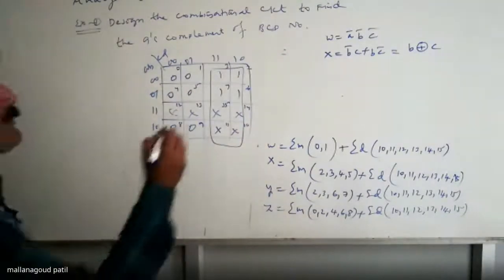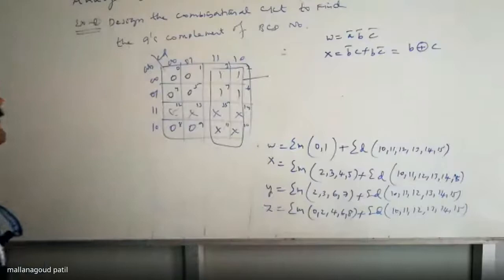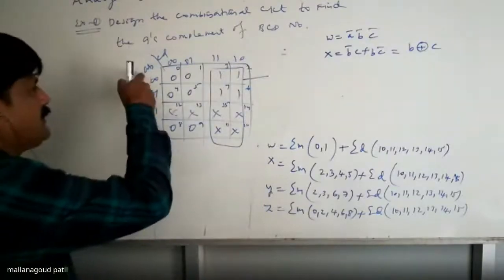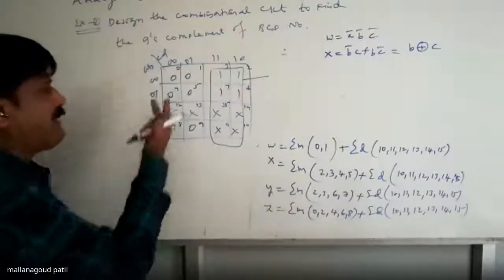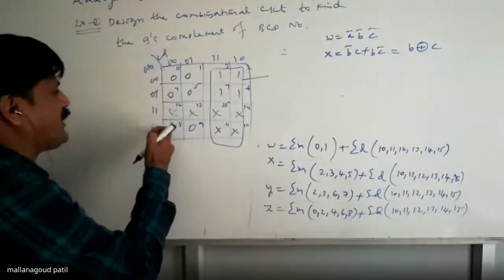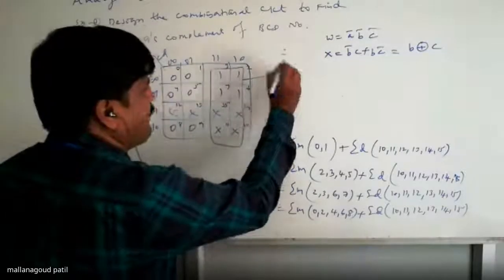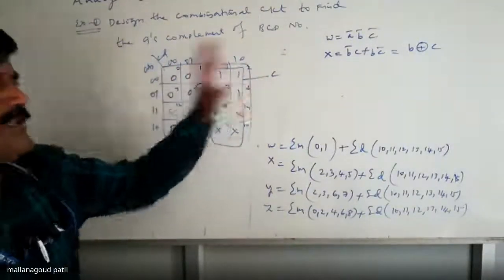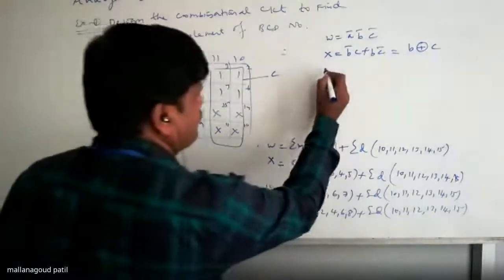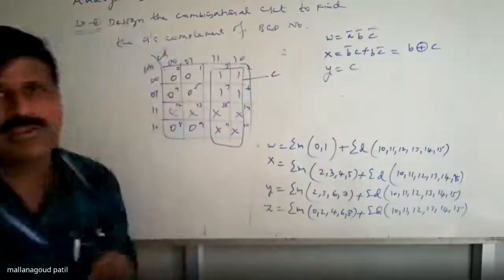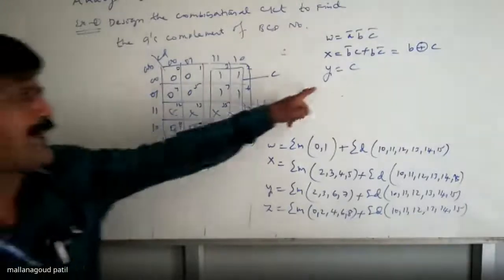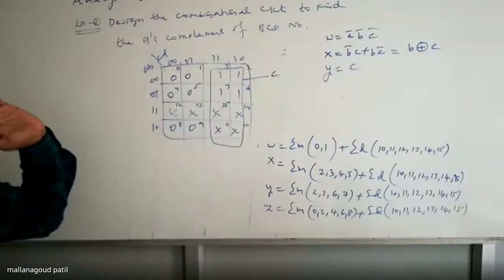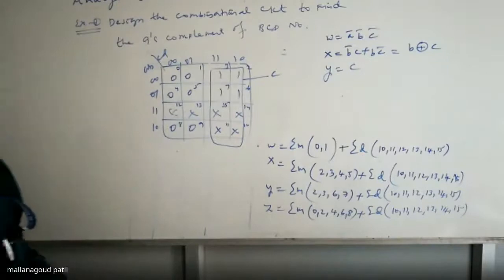Okay, what is the term of the group of 8? In row it is not possible because here 0, 0, 0, 1, 1, 0, 1, 1. Common is not there. Only C. 1 is there, 1, 0 is there. Only you have C, because 1, 1 and 1, 0, common is 1, belongs to C. Then what is Y? Y equal to C. Output is Y, input is C.